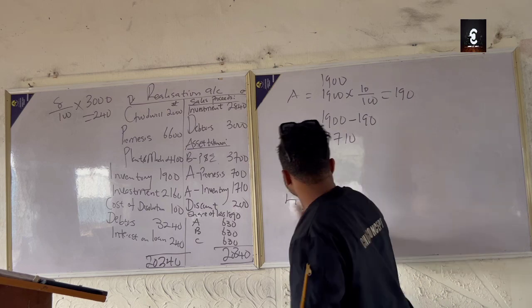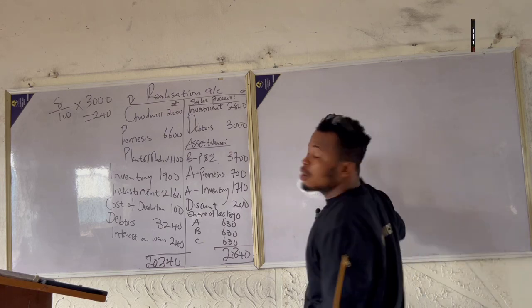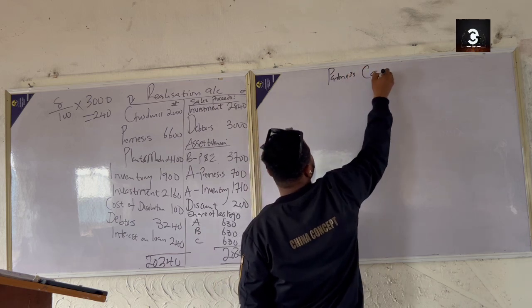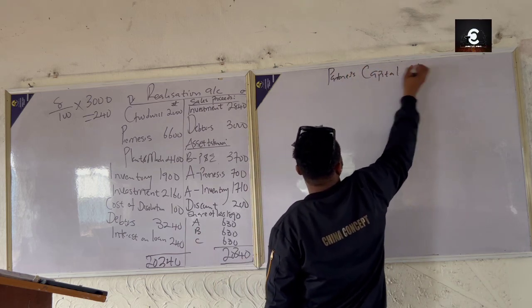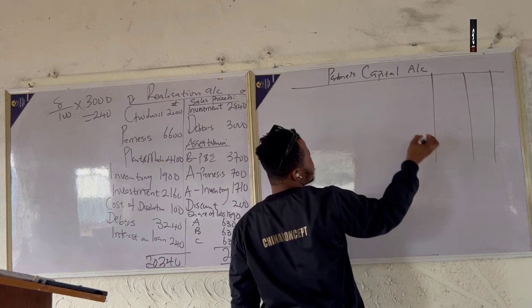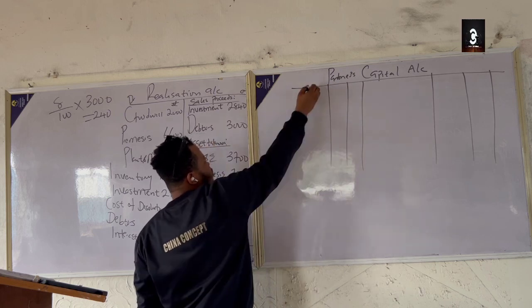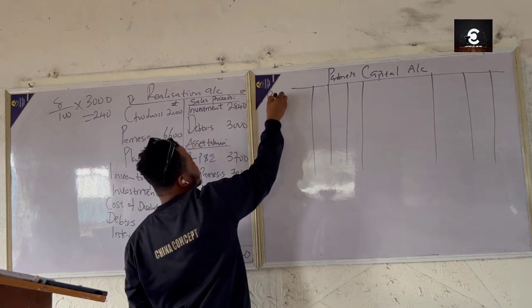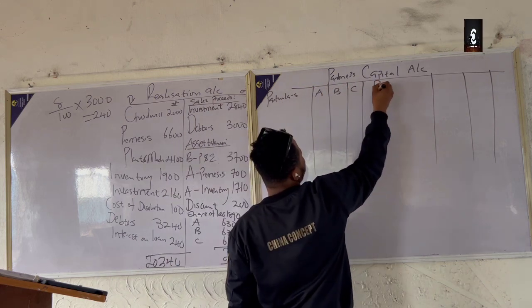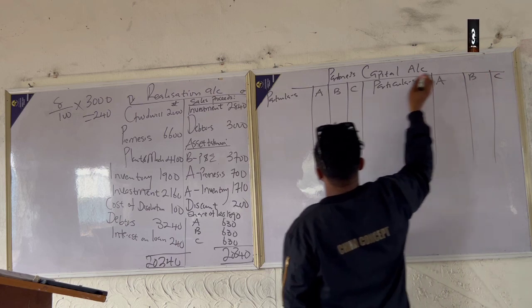Okay, having done that, the next thing here is to calculate my capital account. So all I will do is I will say partners capital account. This is for A, this is for B, and this is for C. This is column for particulars, A, B, and C. So here is particulars. Here is for A, B, and C.